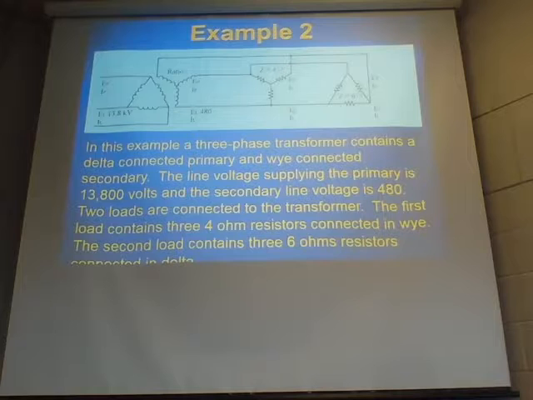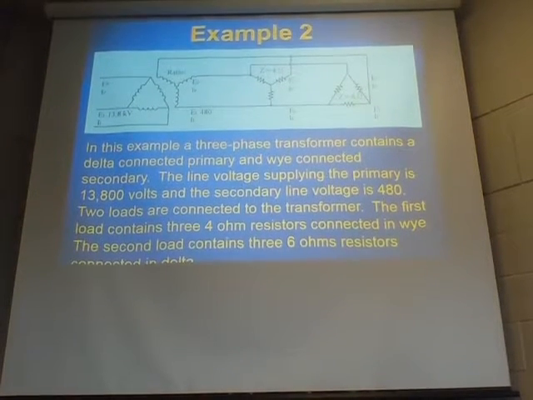Similar to when you had an alternator here instead of a transformer. So a three-phase transformer contains a delta connected primary and a Y connected secondary. The line voltage supplying the primary is 13,800 or 13.8 kV. And the secondary line voltage is 480 volts.